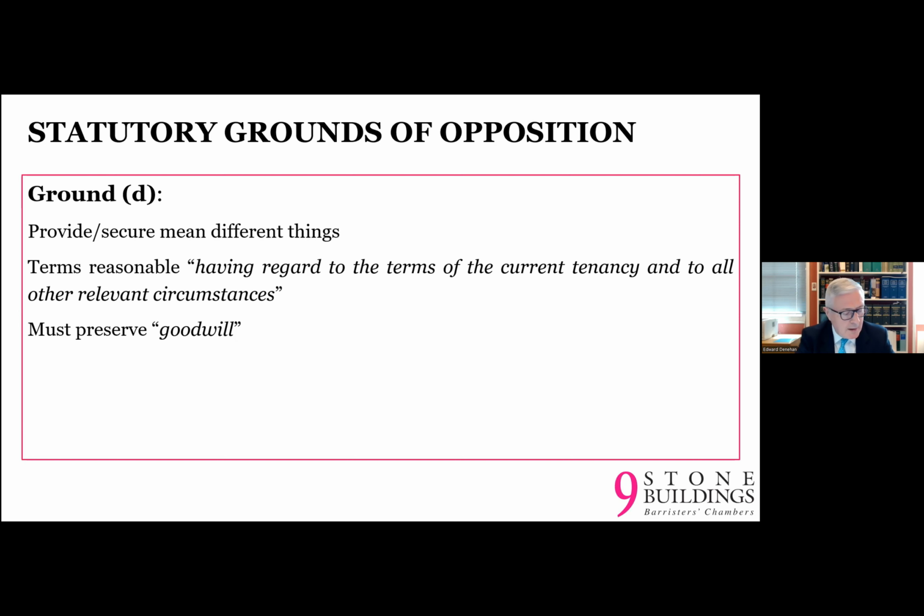So that's ground D. There's not much utility, I suggest, exploring this any further in the abstract. One has to know what the offered accommodation is to compare it to what the tenant has at the moment. And as I say, ground D is not often relied upon, and therefore I think we can move on without spending too much more time on that.